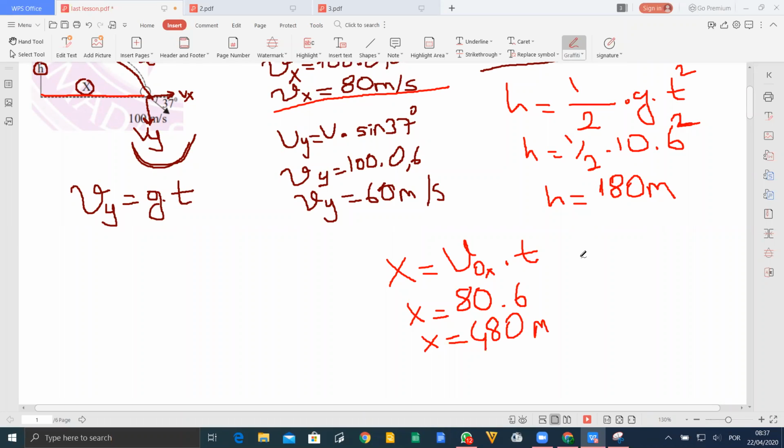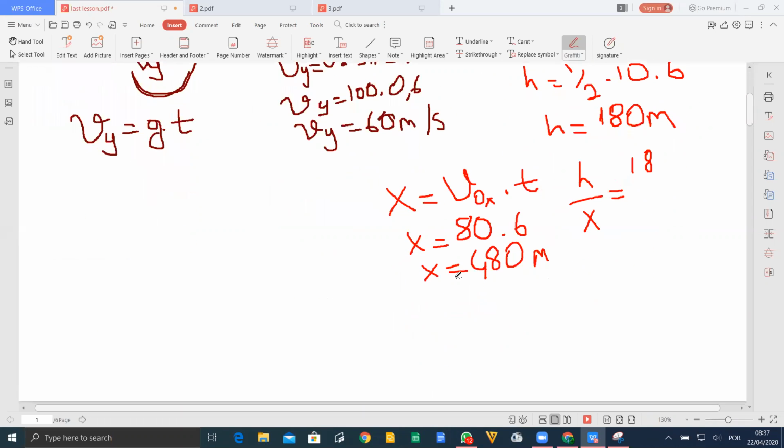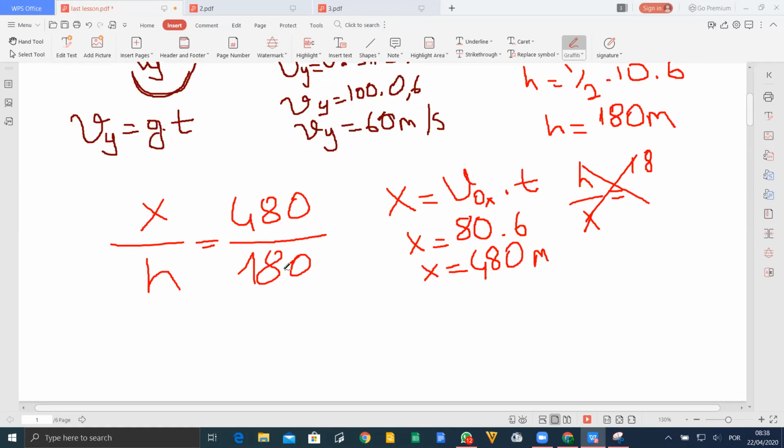So the answer is h over x. You need to divide them. 180. No, it's x over h, right? X over h, sorry. Okay, this is wrong. X over h is equal to 480 over 180. And when you do simplification, your answer will be 8 over 3.